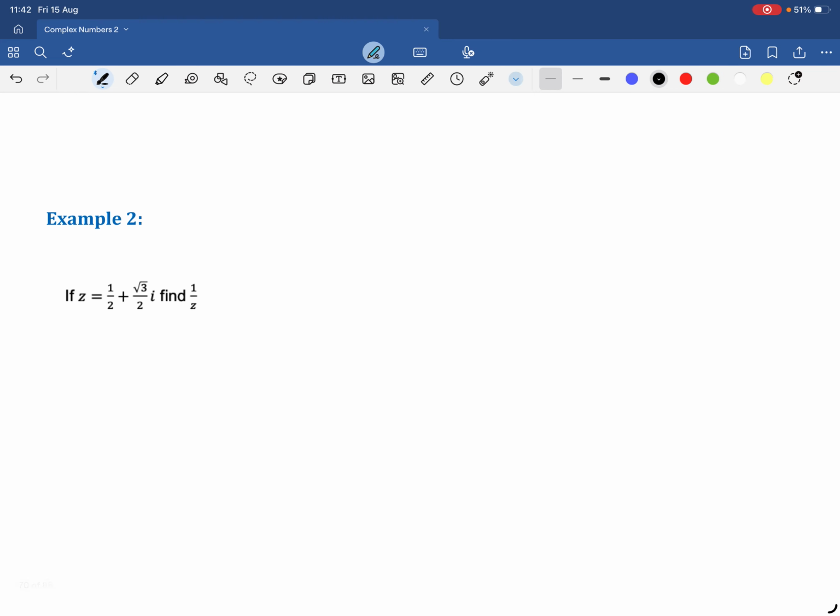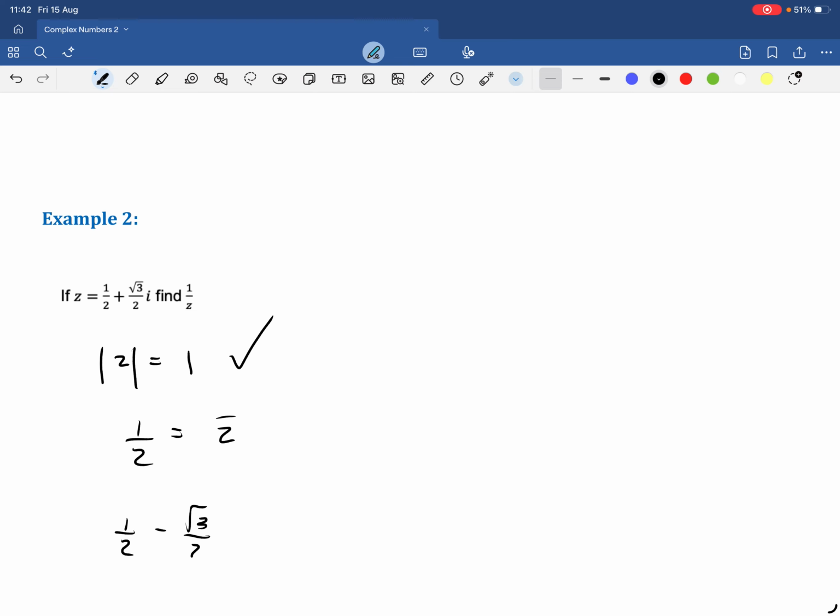If z is equal to 1 on 2 plus root 3 on 2 i, then find 1 on z. Now our conjugate theorem states that if the modulus of z is 1, then 1 on z is just simply the conjugate of z. So if we actually look at this, yes, the modulus of this is 1. Root 3 on 2 squared is 3 on 4, and 1 on 2 squared is 1 on 4, and 3 on 4 plus 1 on 4 is 1. So yes, that is true. Well, that means then 1 on z is equal to z bar. So this is 1 on 2 minus root 3 on 2 i.